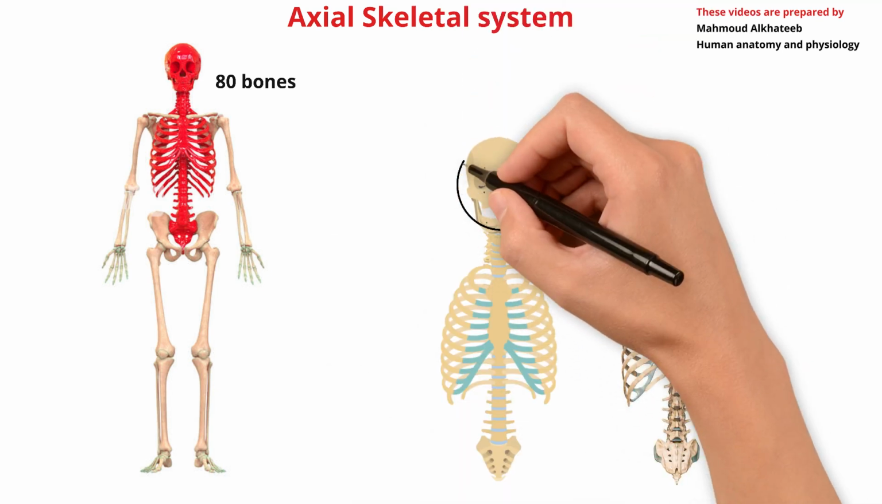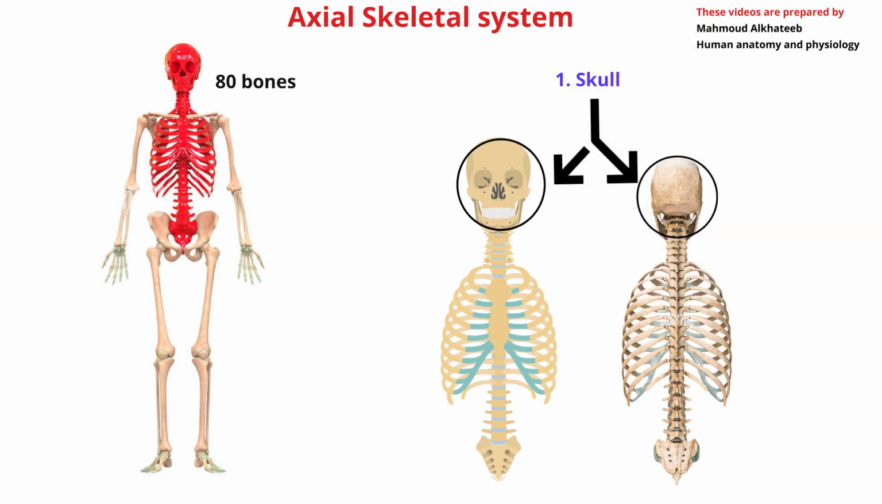The skull protects the brain and houses sensory organs like the eyes and ears. It also forms the face. The vertebral column, composed of vertebrae, supports the body's weight and protects the spinal cord, enabling flexibility and movement.